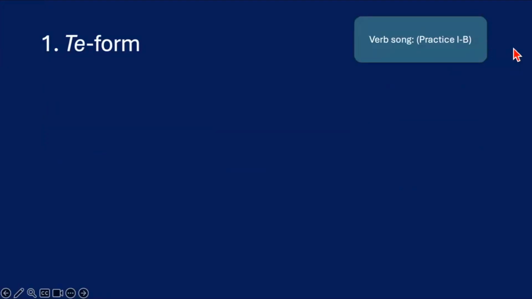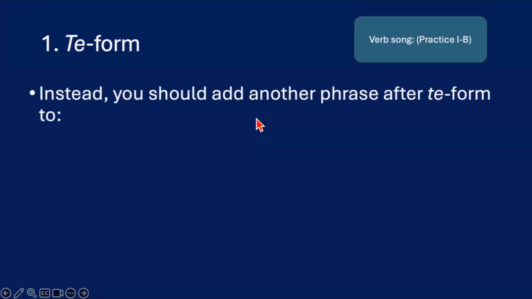All right. So, te form, there are a few categories or groups of verbs, and that determines how you make te form. There's a verb song I will show you later, and we'll listen to the song too. But in practice 1B in the book.